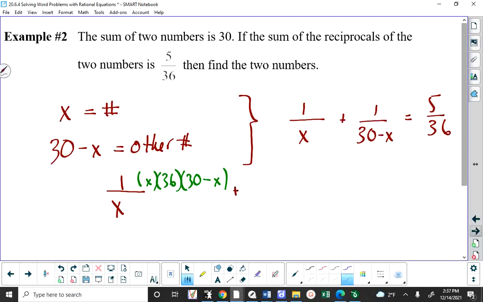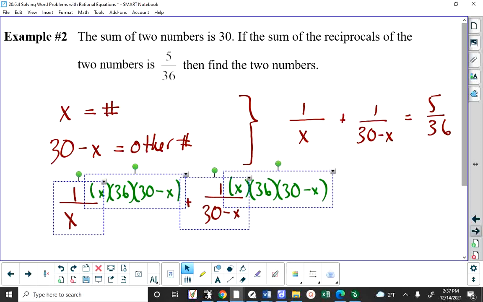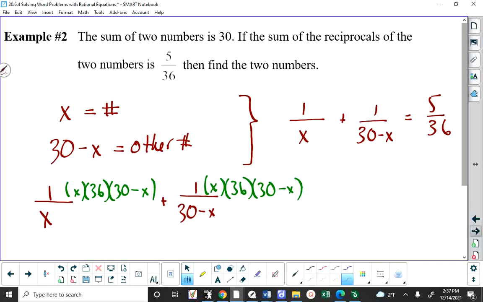So we'll together write down the next step. I don't think we're going to solve this right now. X, 36, 30 minus x. This is equal to 5 over 36, and we have to multiply by x. 36 and 30 minus x.